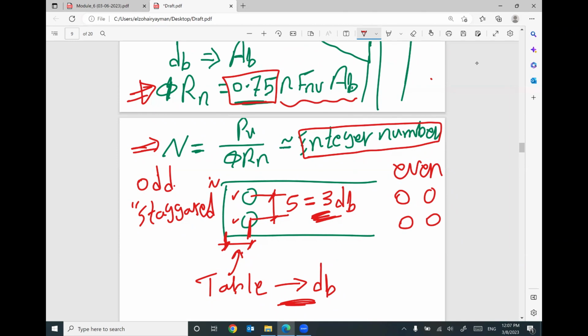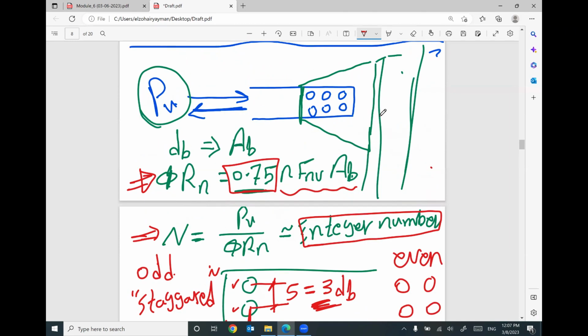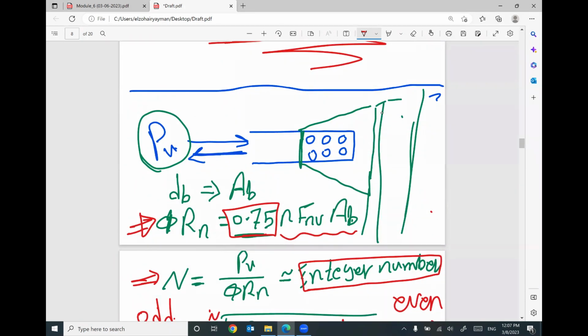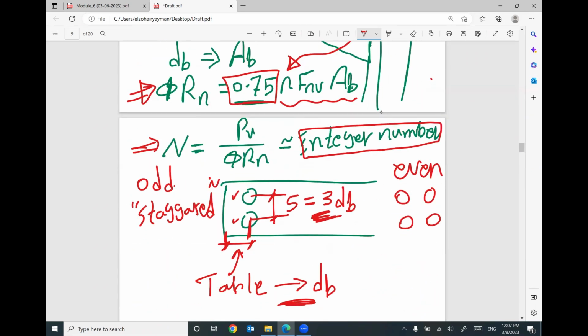The concept of design: you have a member under the effect of a force, and you have bolts. You can figure out the design strength of only one bolt using this expression. Then you need to divide the applied force by the shear design strength of one bolt to figure out the required number of bolts. Then you need to arrange these bolts, and you have limits. You need to maintain these limits. That's it. This is the concept of design.